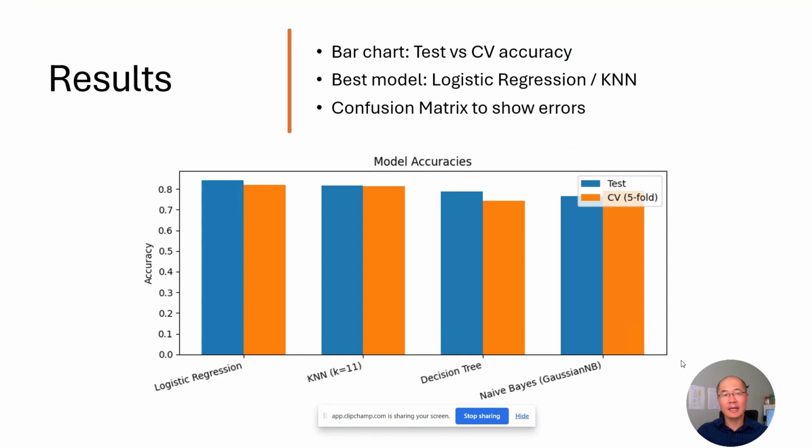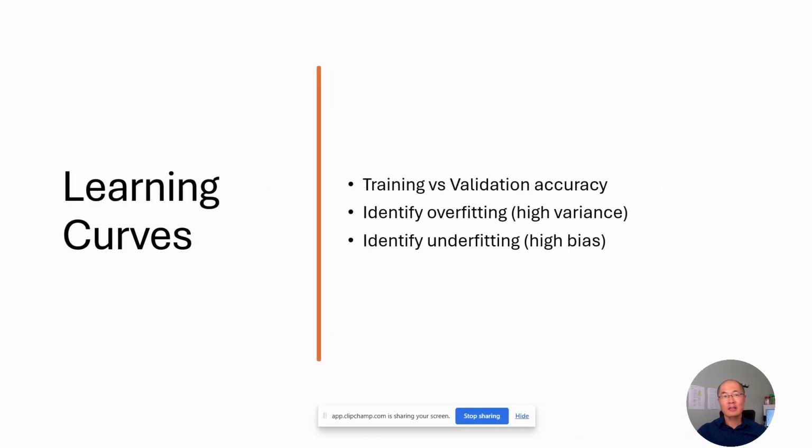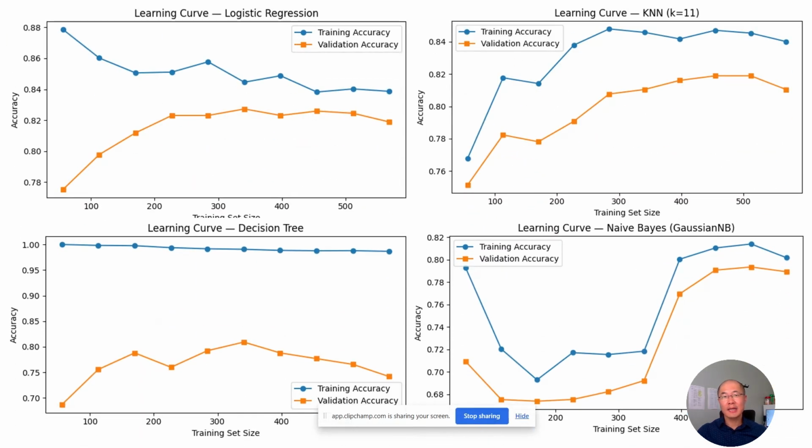The result shows that logistic regression performed the best with accuracy around 0.84 and KNN performed second. Decision tree tended to overfit, and the Naïve Bayes was less accurate. The confusion matrix figures in Jupyter Notebook tell what kind of errors this classification model is making. The learning curves confirmed this. Decision tree had a high variance, while logistic regression shows a perfect curve.